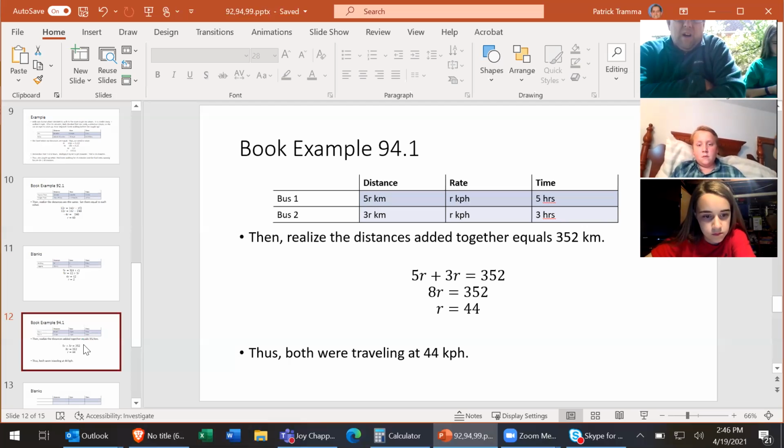So it's pretty simple. 5R plus 3R equals 352. Take the one distance and add the second distance. You get 352. So 5 plus 3 is 8R, and then just divide both sides by 8. So R equals 44. Both buses were traveling at 44 kilometers an hour.